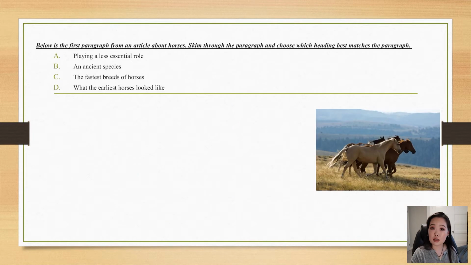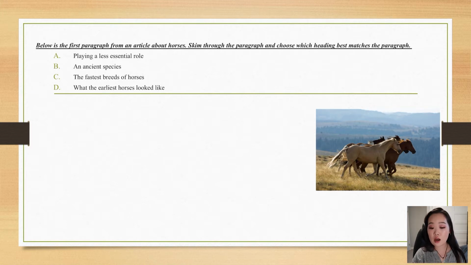Okay, let's look at this example. Below is the first paragraph from an article about horses. Skim through the paragraph and choose which heading best matches the paragraph. This example is just an extraction of a paragraph. It doesn't have a heading for the passage. So let's take a look at the pictures here.